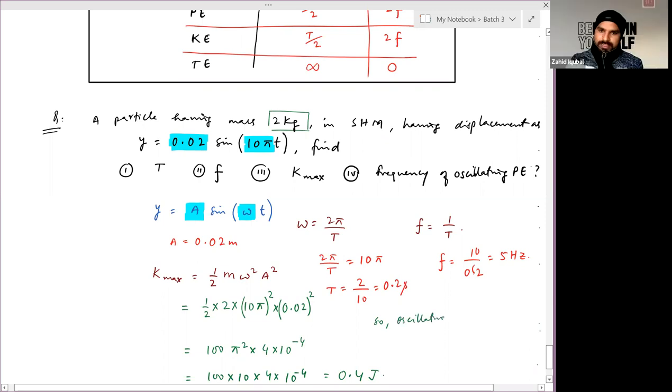So for oscillating potential energy, its frequency will be twice that of displacement, that is 10 hertz.